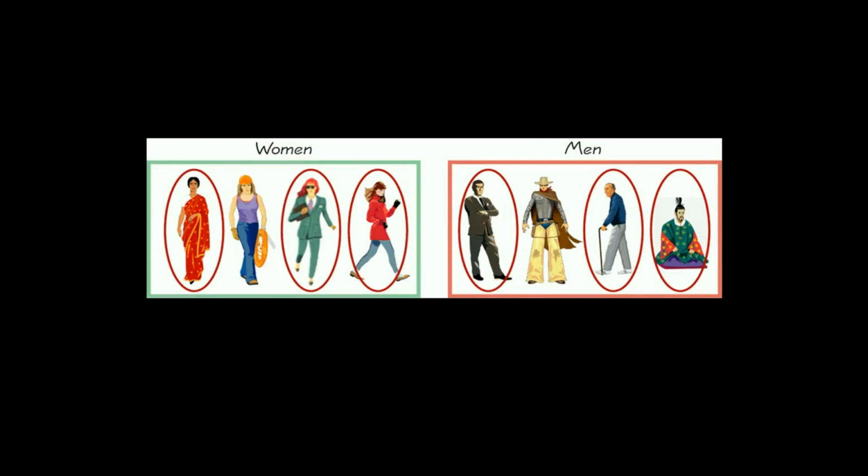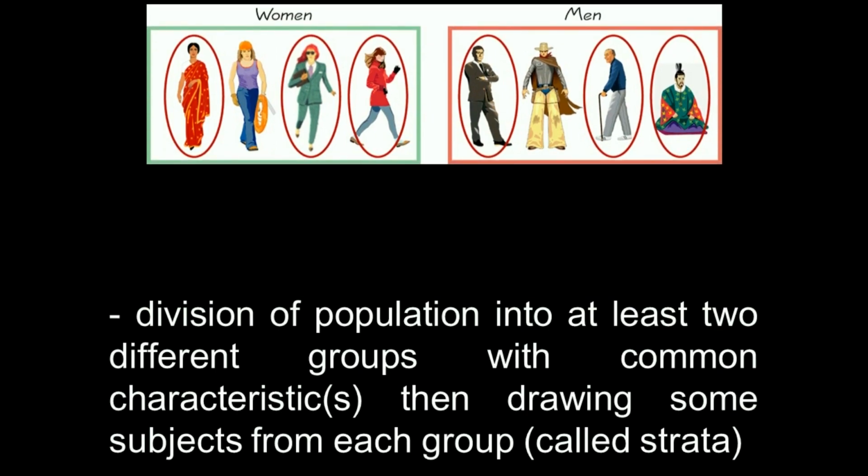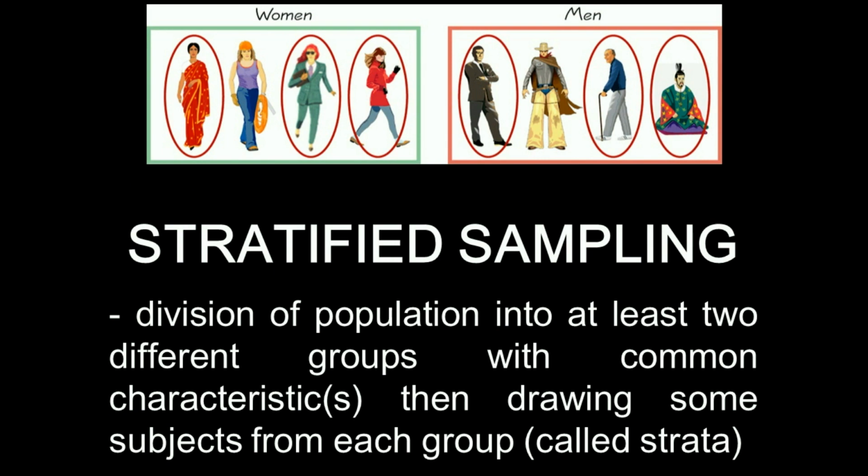Another method of sampling is this. What can you say in this picture? Now, when there's a division of population into at least two different groups with common characteristics, then drawing some subjects from each group called strata or stratum, it is called stratified sampling. Results in a more representative sample.